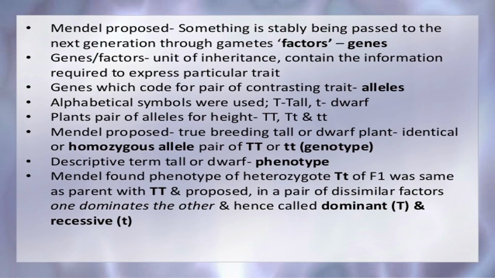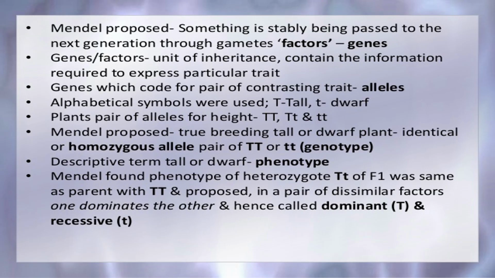Gregor Mendel proposed that something is stably passed to the next generations through the gametes, which he called factors, and afterwards these were recognized as genes. These factors he also termed units of inheritance, which contain the information required to express particular characters. Genes which code for a pair of contrasting traits are called alleles, which I told you earlier. Alphabetical symbols were used, capital T and small t, for tall and dwarf respectively.